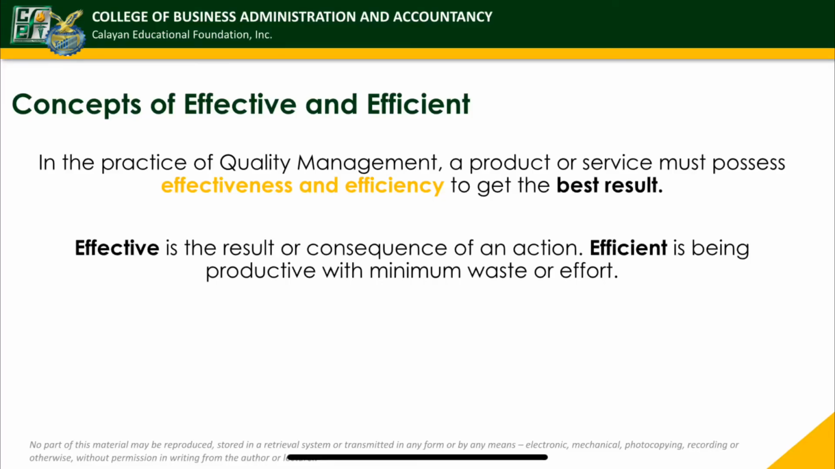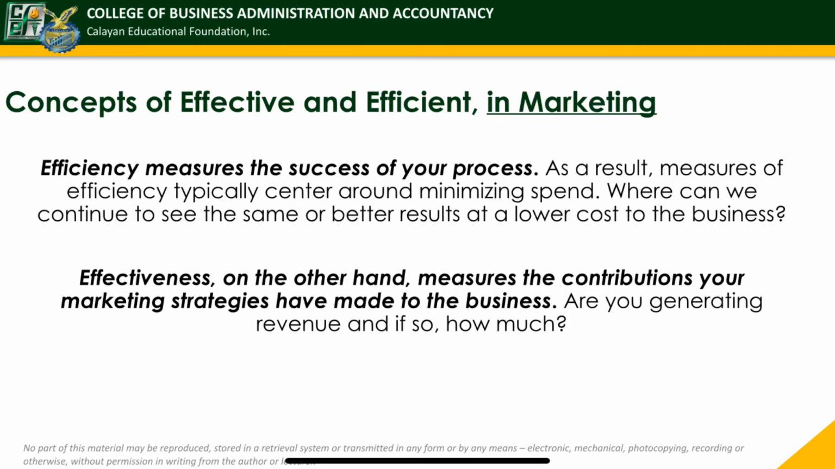The principles of quality management are also governed by two important elements of management: effectiveness and efficiency. In all management activities, especially in quality management, a product or service must possess effectiveness and efficiency to get the best result. Effectiveness is the result or consequence of an action, while efficiency is being productive with minimum waste or effort. These two play vital roles to ensure that processes and output are made of quality.